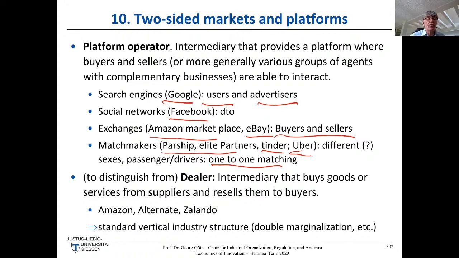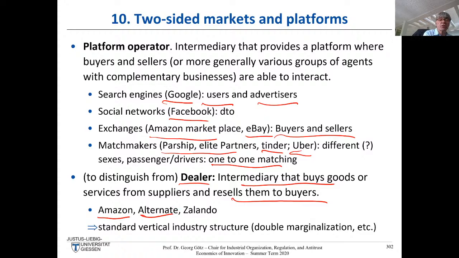So we have to distinguish these platforms from standard dealers, which is standard retailers. If you go to your grocery chain like Aldi or Rewe or Edeka, they also bring together buyers and sellers. The sellers are the manufacturers. However, they have a different business model. These intermediaries buy the goods from the suppliers and then resell them to buyers, okay? Amazon is also doing that if you buy something directly from Amazon, a book or whatever, or some refrigerator or something like that.